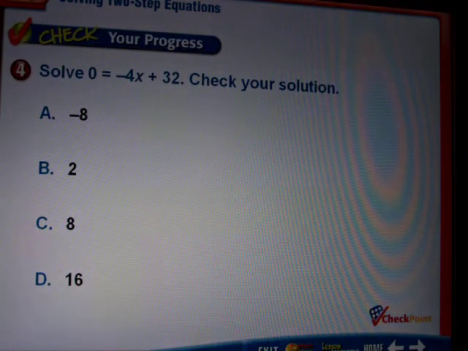Now we're going to solve 0 is equal to negative 4x plus 32 and check our solution. Is it A, negative 8, B, 2, C, 8, or D, 16? And your answer is?